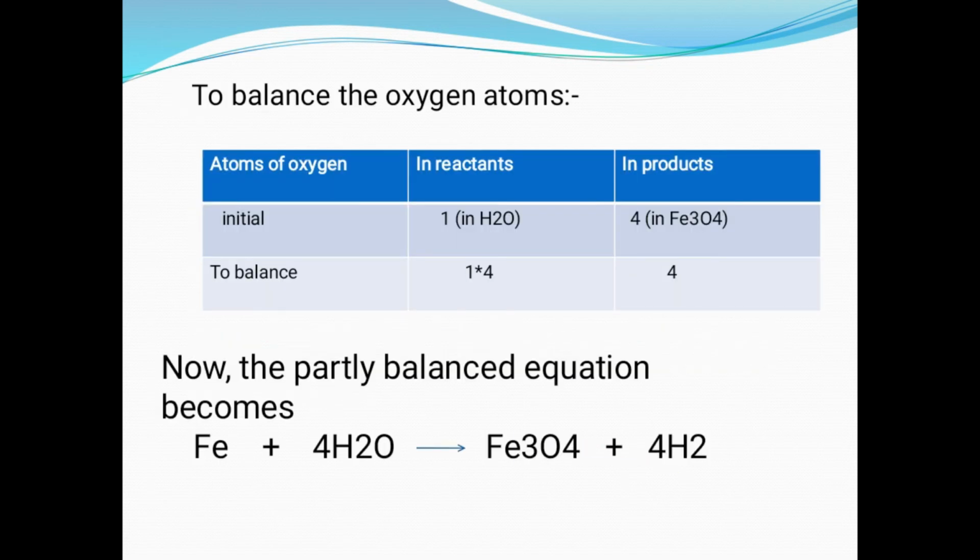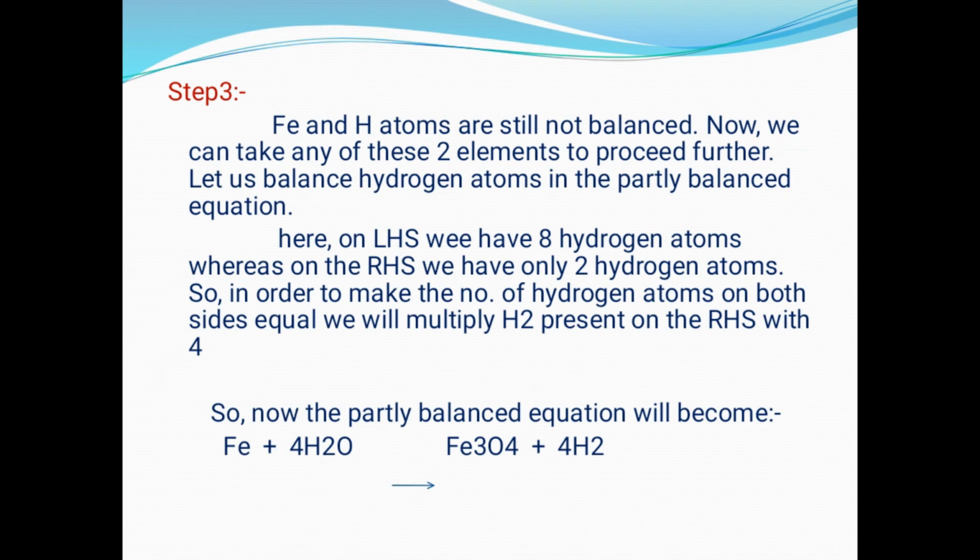So now if we see on the reactant side we have 1 oxygen, but on the product side we have 4 oxygen. So to make it 4 on the reactant side as well, we will multiply that H2O with 4. So now the partly balanced chemical equation will become Fe plus 4H2O gives rise to Fe3O4 plus 4H2. Now we have just balanced O atoms. Now Fe and H atoms are still left and they are not balanced. Now in between these two we can take anything.